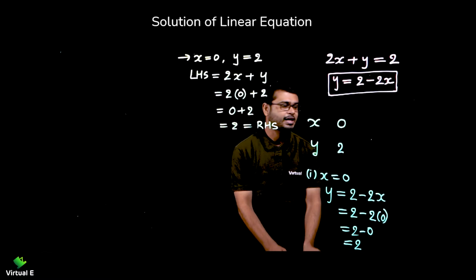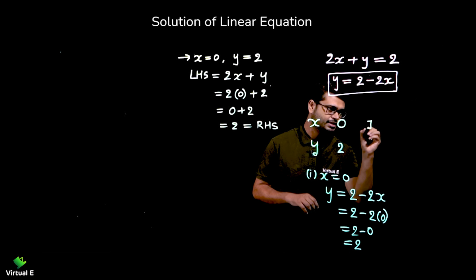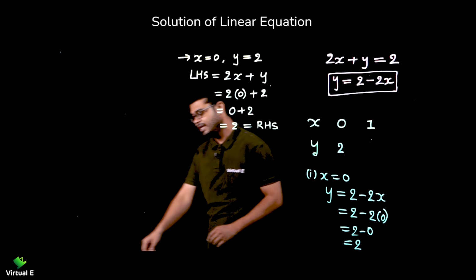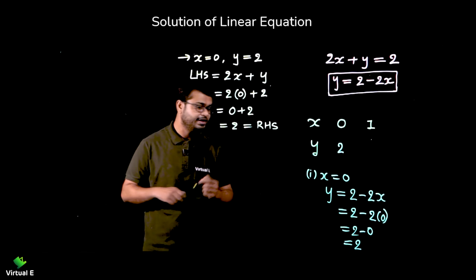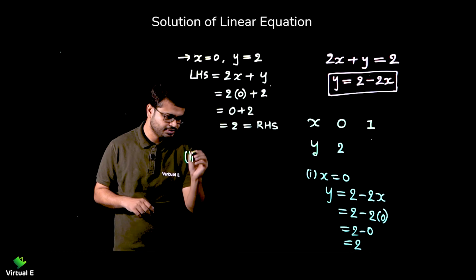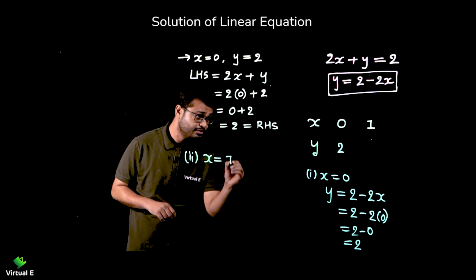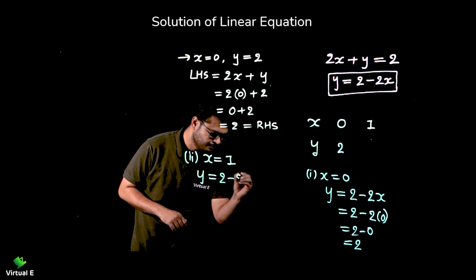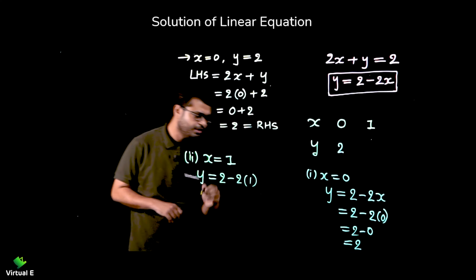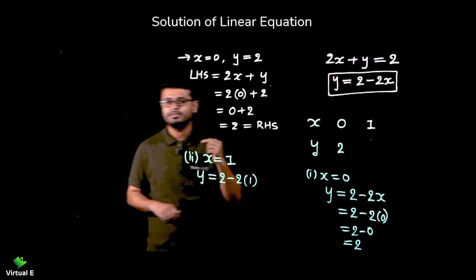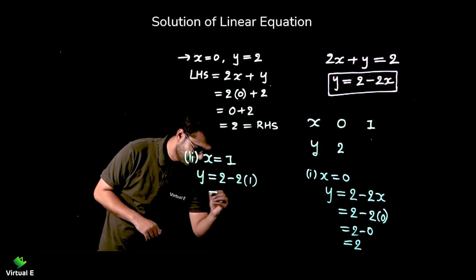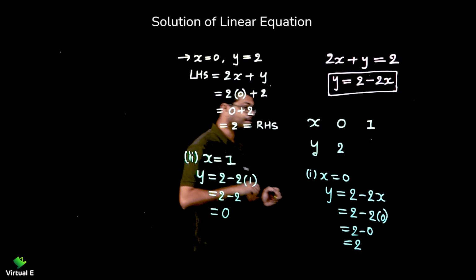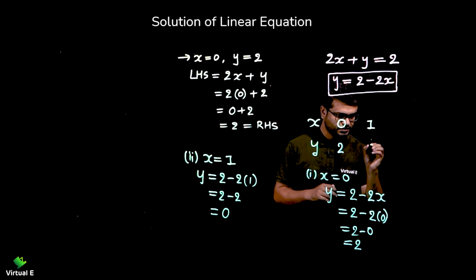How? Let's check it. I can take the value of x as 1. I will take x is equal to 1 in this case, and then I'll try to find the value of y in the second case. So here x is equal to 1. What's the equation? y is equal to 2 minus 2 into 1. Why 1? Because the value of x in the second case is 1. So 2 minus 2 is 0. So if I take x is equal to 1, I get y is equal to 0.